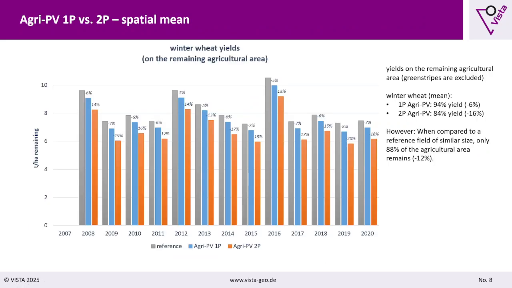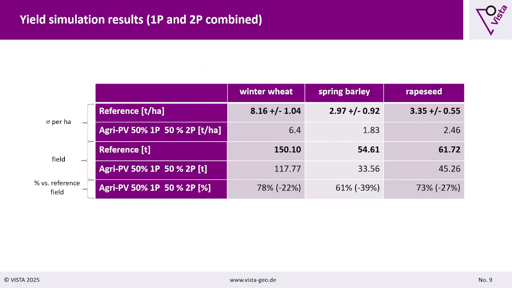However, in both cases, the crop yields in areas directly below the PV modules are irrelevant to the farmer here, as they will not be used for crop cultivation in the future anyways. Due to required safety distances for agricultural machinery, these areas will be converted to green stripes instead. Excluding these strongly shaded green stripes, spatial means of winter wheat yields were reduced on average by 6% for the 1P design and by 16% for the 2P design. Simulating multiple years assures a statistical robustness and accounts for interannual variability.